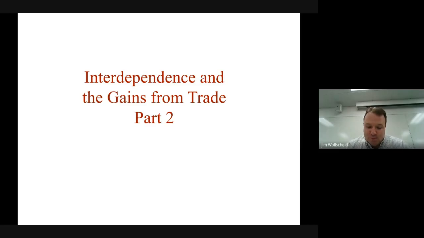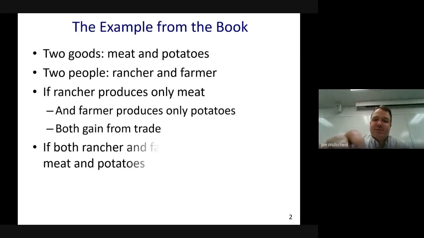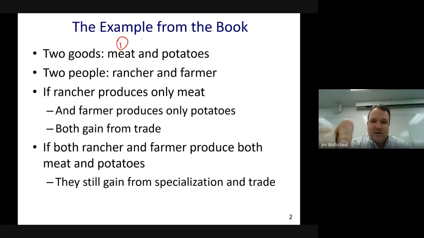So we'll try to go through today and look at some examples. We'll go through the actual book example, and we'll go through where we should be and common mistakes that we might make. The example from the book uses two goods, meat and potatoes, and two people, a rancher and a farmer. If the rancher only produces meat and the farmer only produces potatoes, they can both gain from trade. If both the rancher and farmer produce meat and potatoes, they can still gain some from specialization and trade.